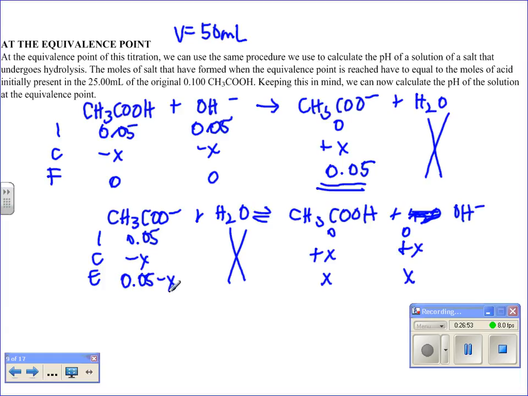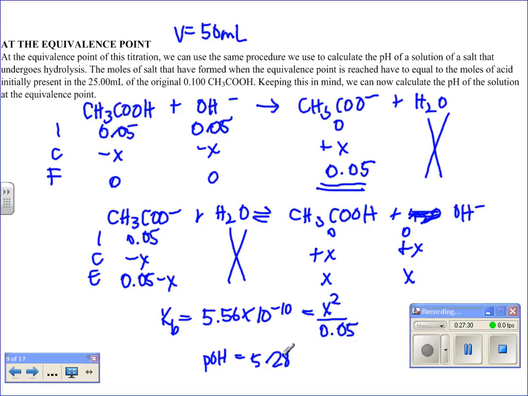And now the other major point here is that we've got the Ka for the acetic acid, but we need to calculate the Kb using Ka times Kb is equal to Kw. So the Kb in this case is 5.56 times 10 to the negative 10. Small enough to make the assumption. So we've got that is equal to x squared over 0.05. So then you can calculate the pOH at 5.28 and the pH at 8.72.